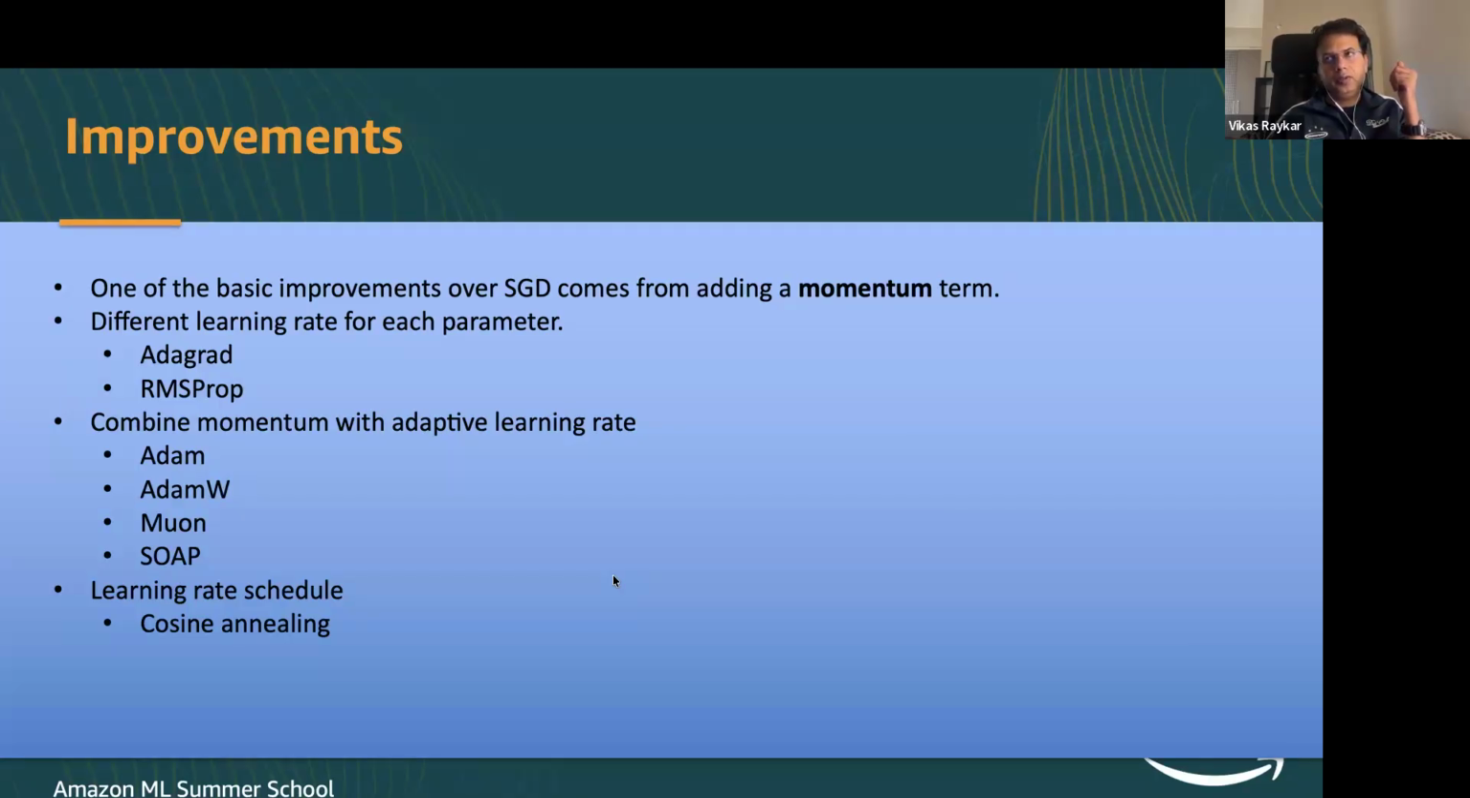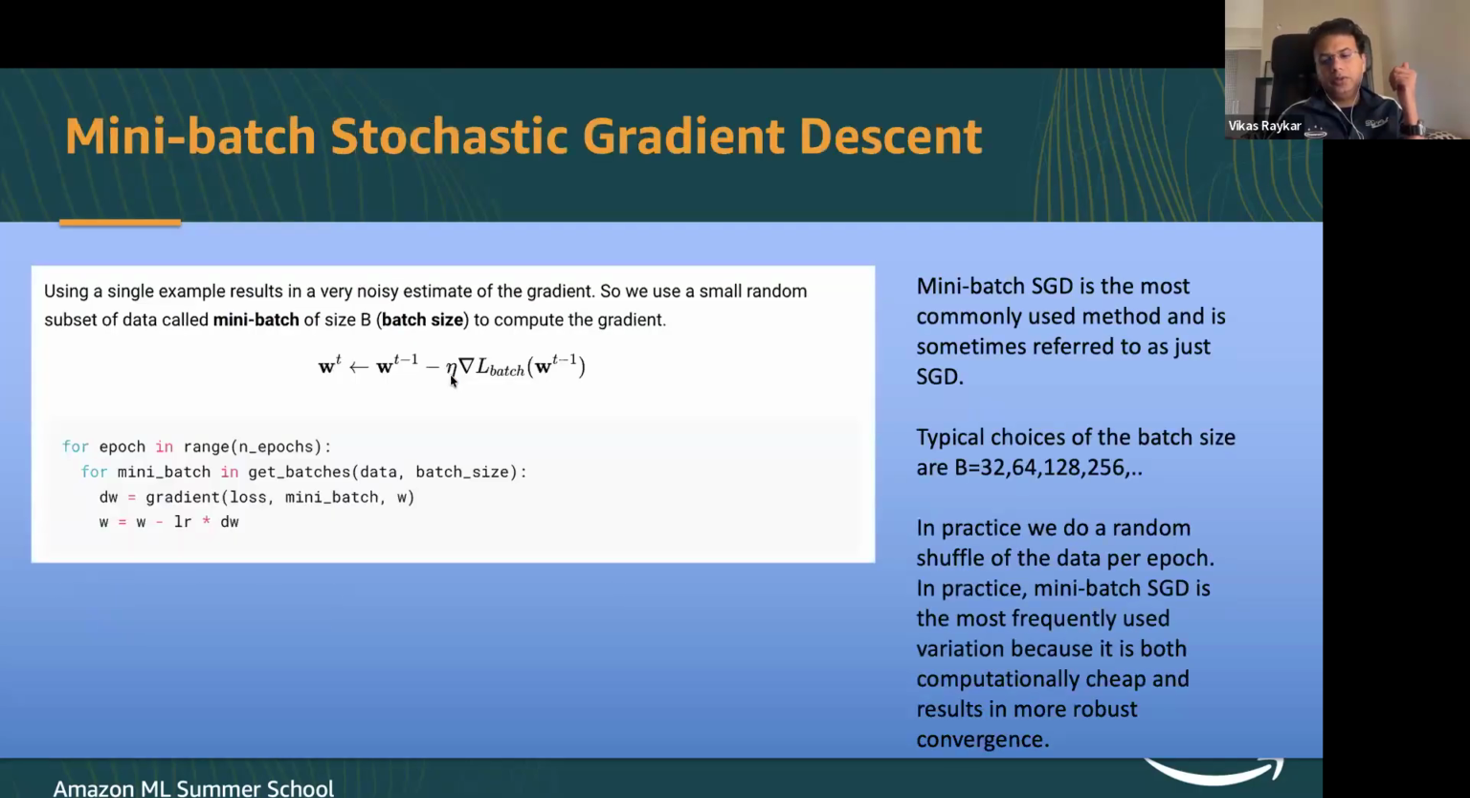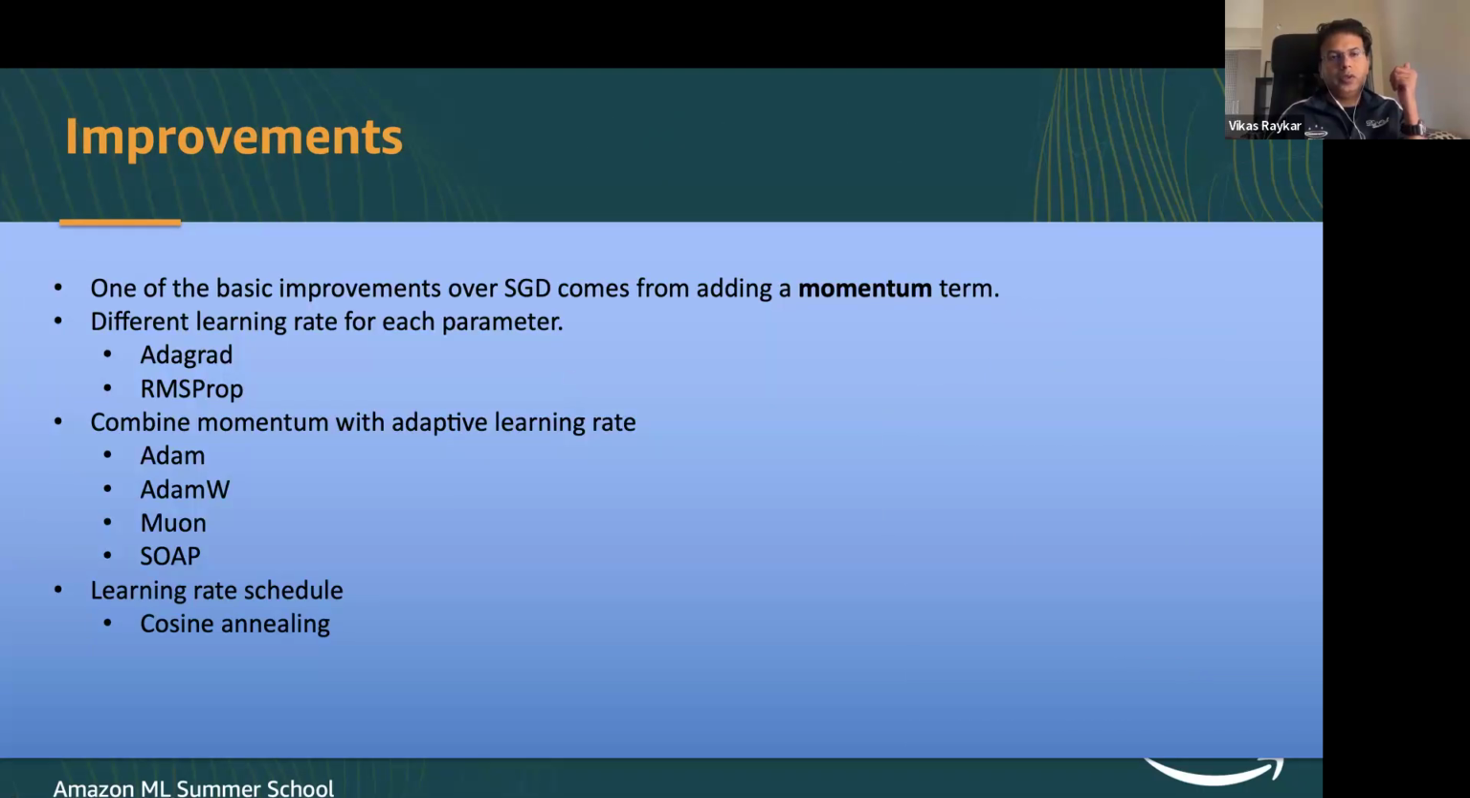The second kind of improvement is to have a different learning rate for each parameter. If you look at the previous update equations, eta is common across all parameters, but you can actually use a different learning rate for each parameter. Popular examples in this style are AdaGrad and RMSProp. The more modern ones try to combine both momentum and a different learning rate for each parameter. These are methods known as AdamW, Muon, SOAP, etc.